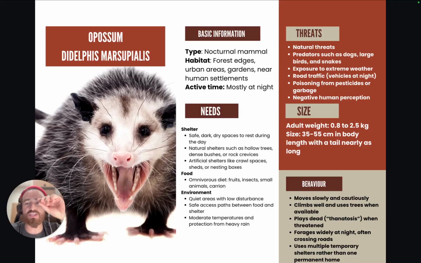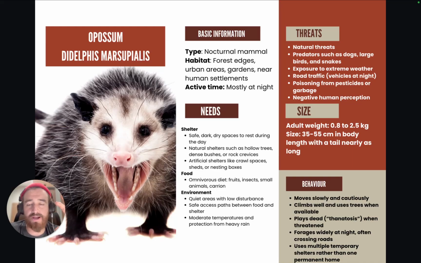Here you can see the scientific name, Didelphis marsupialis, and then I'm going to add 5 very important things. The first one is basic information, what type of animal they are. In this case, my opossum is a nocturnal mammal. The habitat of this animal is forest edges, urban areas, gardens, and especially near human settlements.